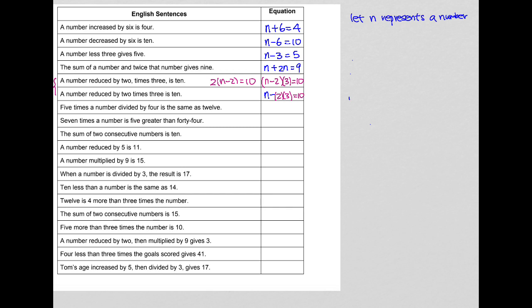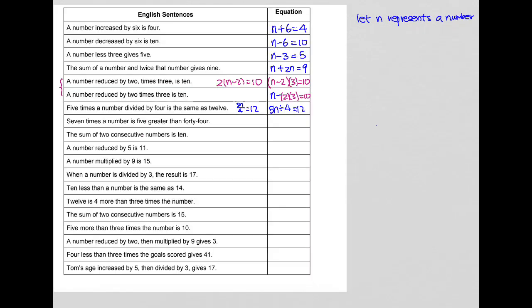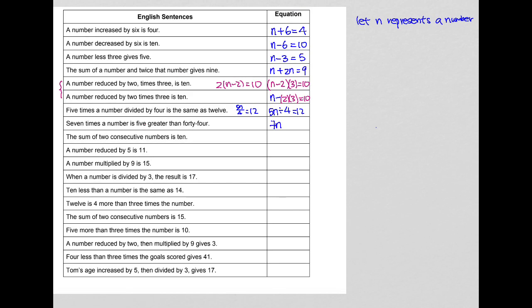Next one, 5 times a number divided by 4. So 5 times n divided by 4 is the same as 12. But usually we like to write it as a fraction. So we write like this, 5n over 4 equals 12. Then 7 times a number is 5 greater than 44. So 7 times the number. This number is bigger than 44 by 5. That means I have to subtract 5 in order for them to become 44.